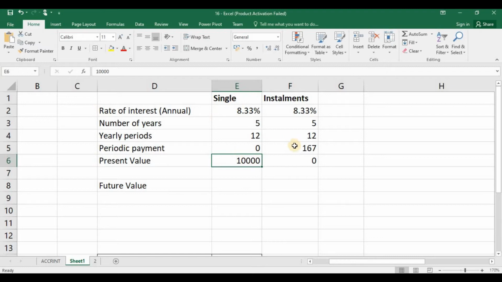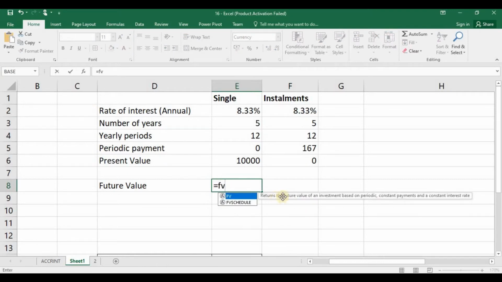But in the second investment, I am investing 167 monthly for 60 months. In both the investments, the investment value is 10,000, but one is periodical payment and the other is a one-time investment. Here, I want to see the future value of my investment after 5 years. For this, we have a formula called FV. FV denotes future value. Type FV.